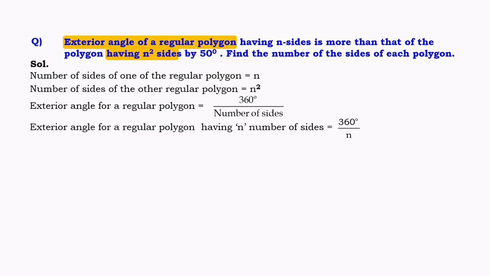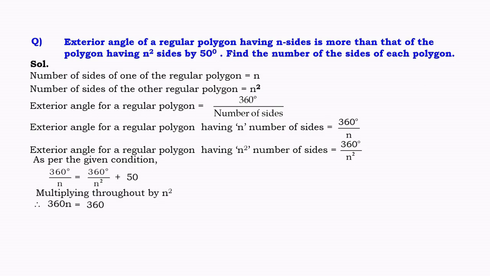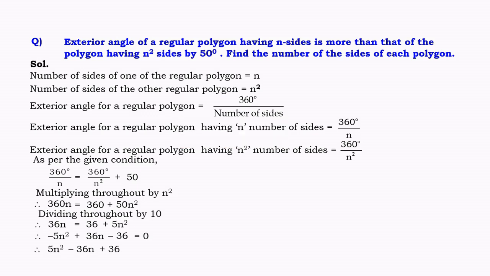According to the question, the exterior angle of the first polygon is 50 degrees more than the exterior angle of the second polygon. Therefore, 360 divided by n equals 360 divided by n squared plus 50. Multiplying throughout by n squared, we get 360n equals 360 plus 50n squared. Dividing throughout by 10, 36n equals 36 plus 5n squared. Bringing all terms to one side, 5n squared minus 36n plus 36 equals 0.